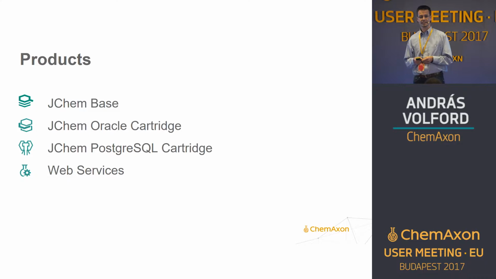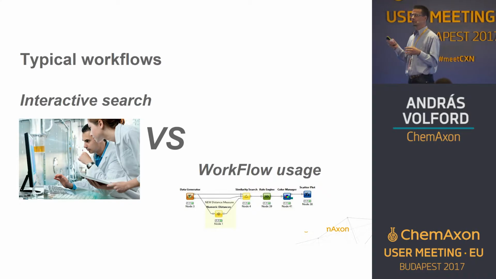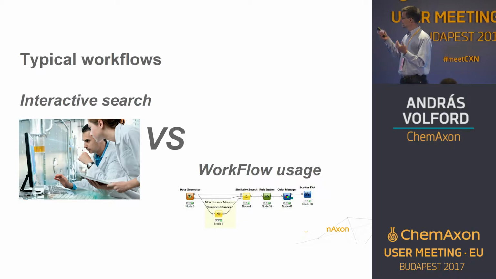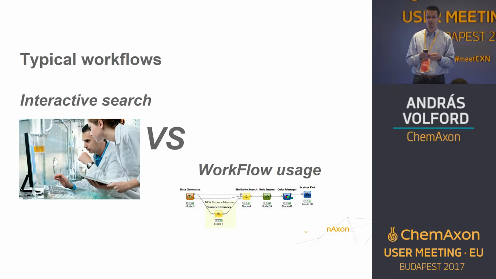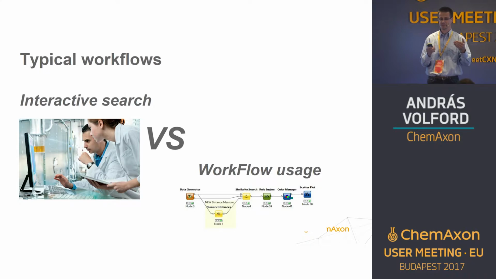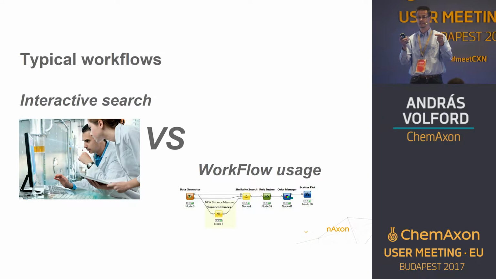What are the latest developments on the Postgres cartridge? To understand why we are developing things, let's see what problems we have seen. So we see typically 2 types of workflows when using cartridges. One is an interactive search, when the chemists are sitting in front of a computer, they are drawing structures, they would like to get back the hits as soon as possible, and they will modify the query according to the hits that they observe. So they would like to do it very quickly.